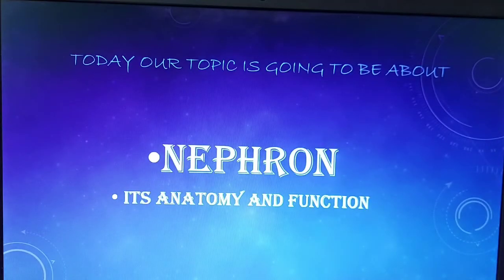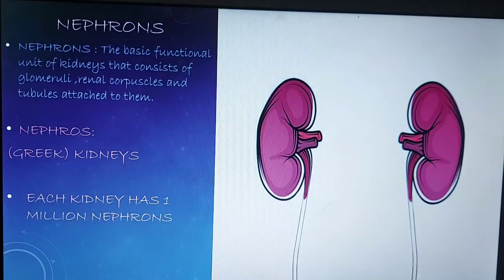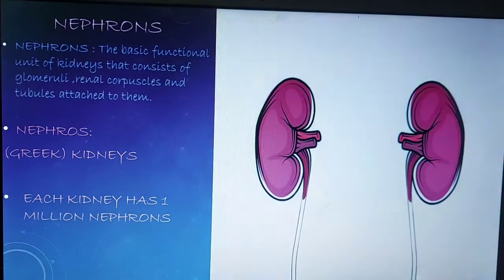Today, our topic is going to be about nephrons, their functions, and their anatomy. First, let us know what nephrons are. Nephrons are the basic functional unit of kidneys that consist of glomeruli, renal corpuscles, and tubules attached to them. The word nephron was derived from the Greek word nephros, which means kidney. Each kidney has up to 1 million nephrons.